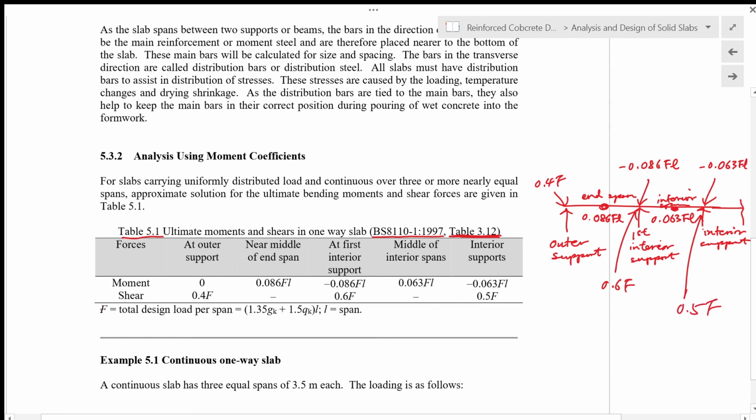F is the total design load per span, which is the total load on one span. So it is 1.35 Gk plus 1.5 Qk times L, where L is the span of the structure, or the span of the slab.